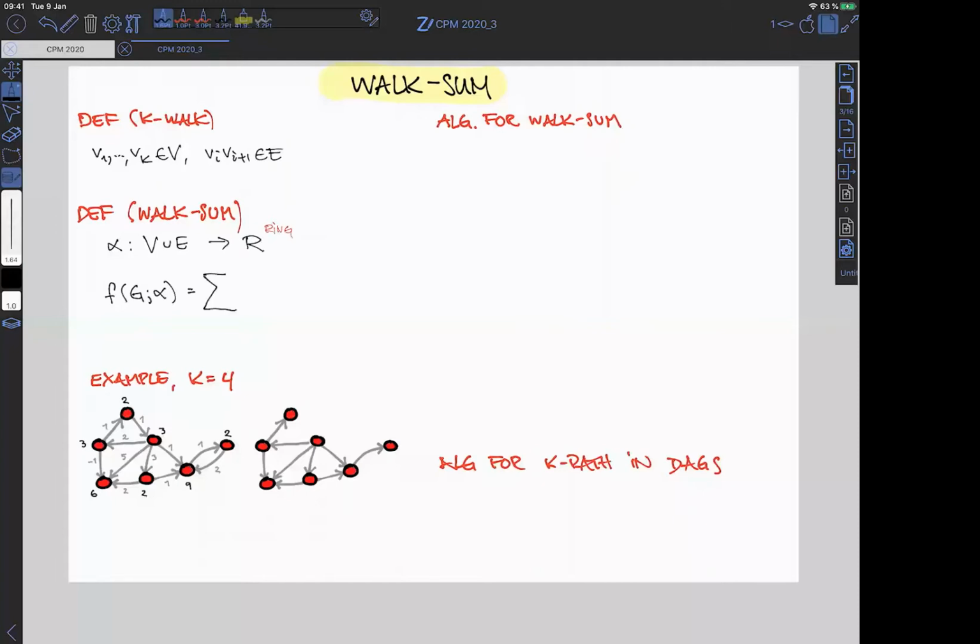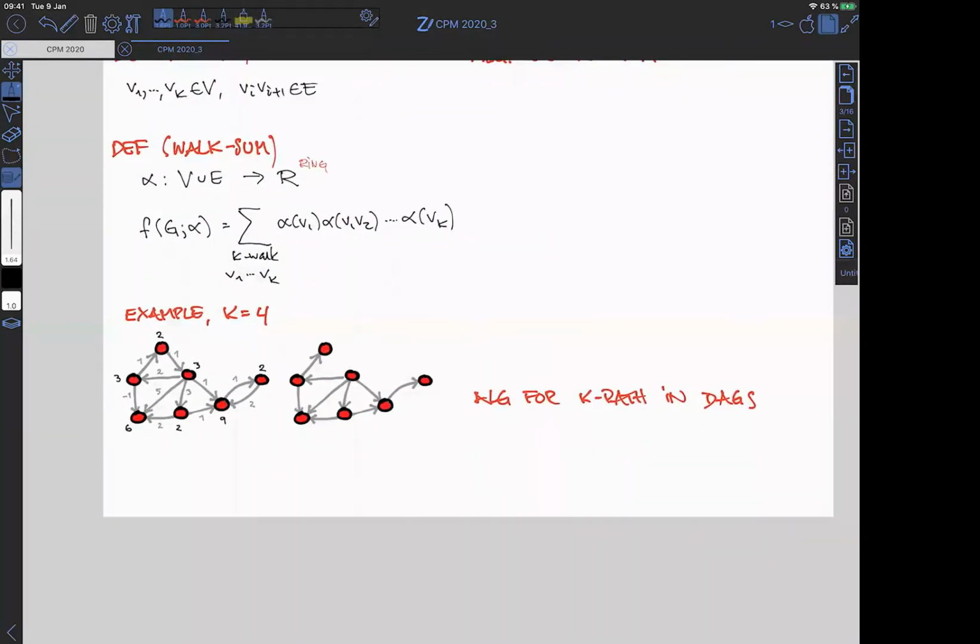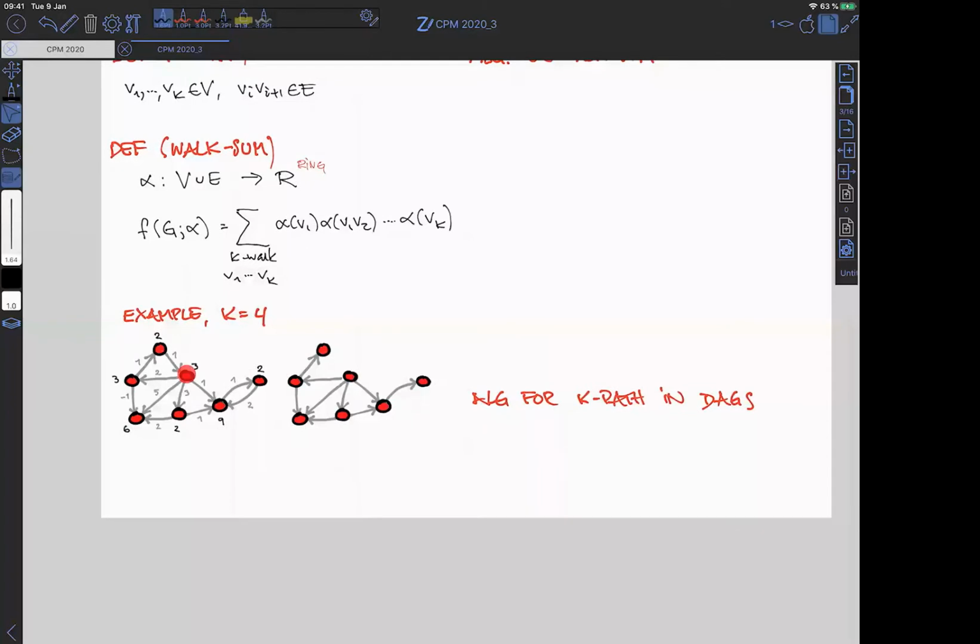So that's the sum over all k-walks V1 up to Vk of alpha V1, alpha V1V2, times all the way up to alpha Vk. So there's a bunch of terms, and each of these terms is a product of all the labels I visited on my walk. For instance, in the bottom left corner, if k equals 4, there is the walk starting in this vertex, which I arbitrarily labeled with 3, that goes 1, 2, 3, 4, but there's also another walk like this one, or even this one. Each of these contributes its own term.